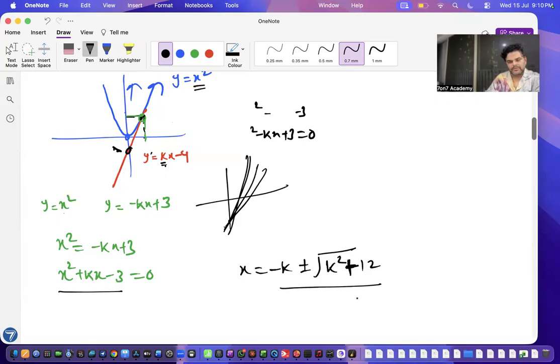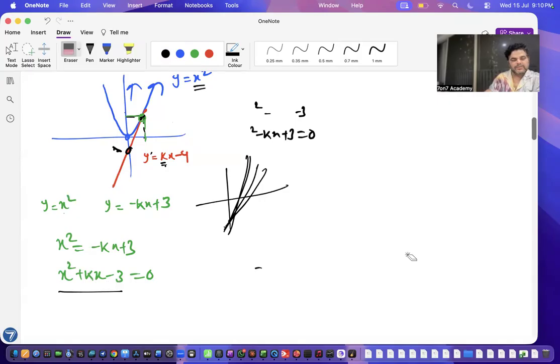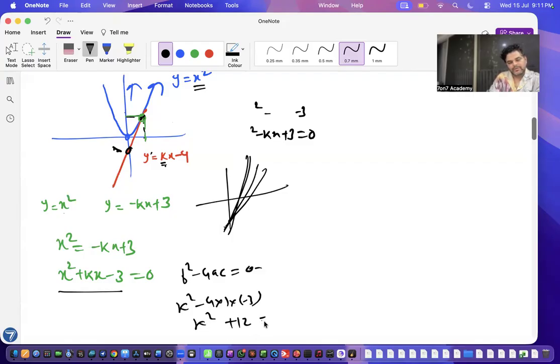But why do you need to do this? I'll tell you. See, you have b square minus 4ac. Now it has to have only one root. Agree? So for one root, b square minus 4ac has to be what? Zero. b square means k square, minus 4, a is 1, c is minus 3. So k square plus 12 is equal to 0. Will you be able to solve this?